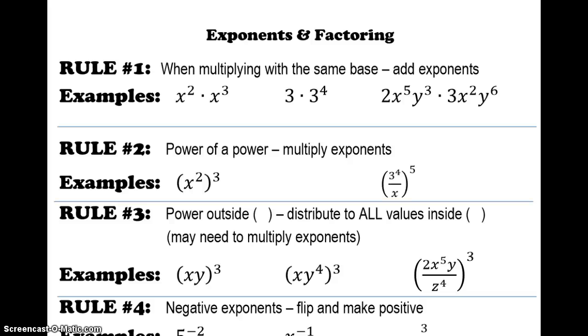Hello, this is for Exponents and Factoring. I wanted to take you through the rules of operating on exponents one more time.